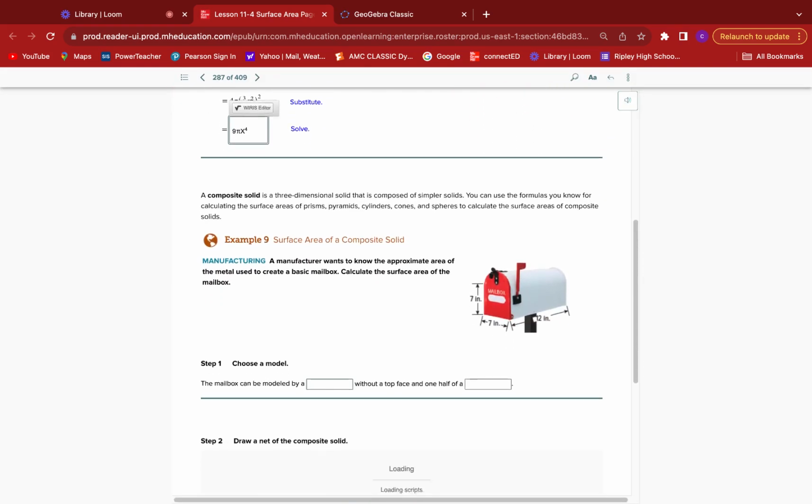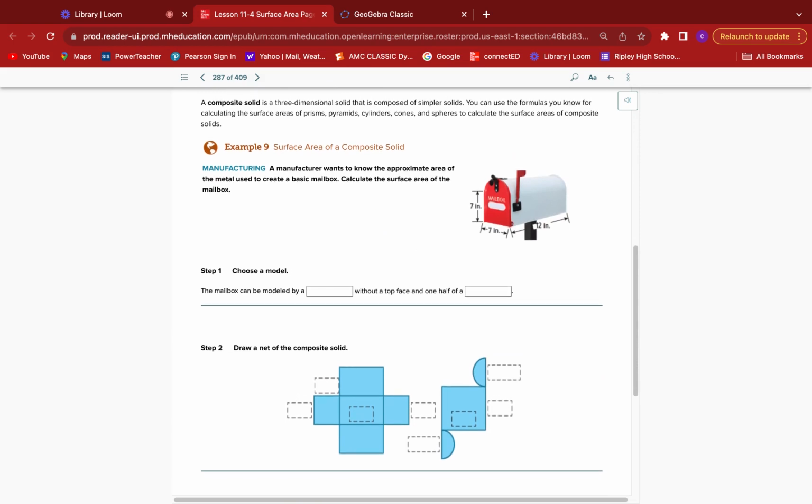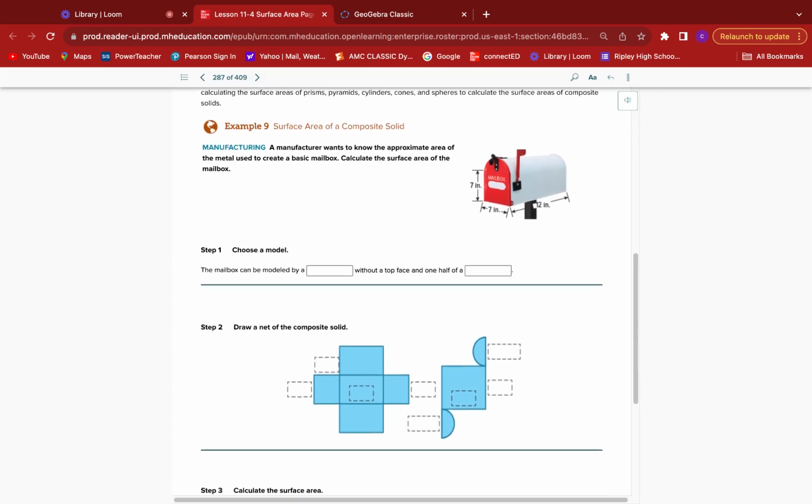All right, we got a composite here in my last example. So what they did is they chose to break this down into a net, and this is a really good idea, and here's the reason why. What I have found in the past years when talking about surface area of composite figures is that students forget that there's no top to this rectangular prism. So you've got a mailbox. You've got a rectangular prism on the bottom, which has no top, because it's replaced with half of a cylinder.